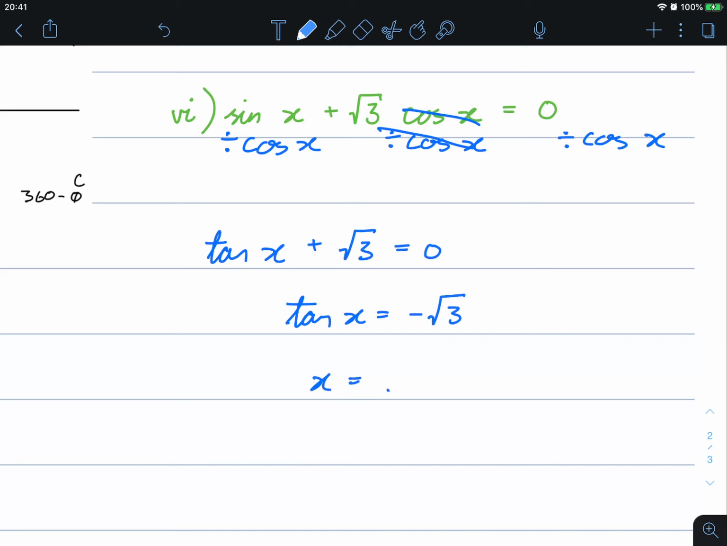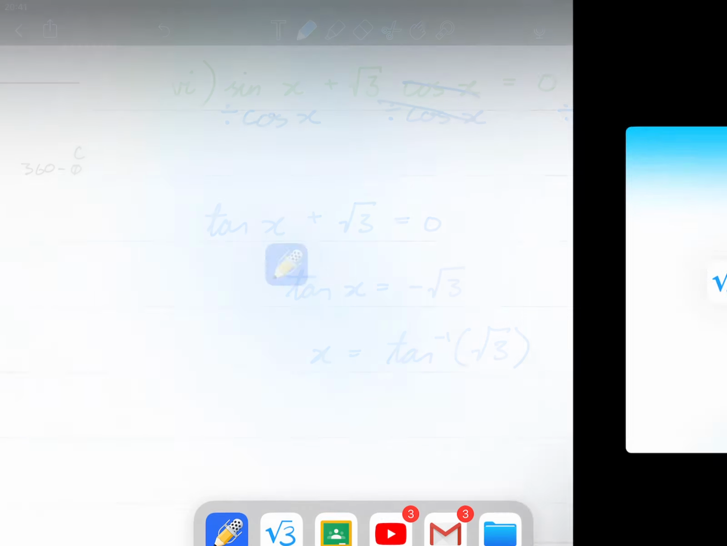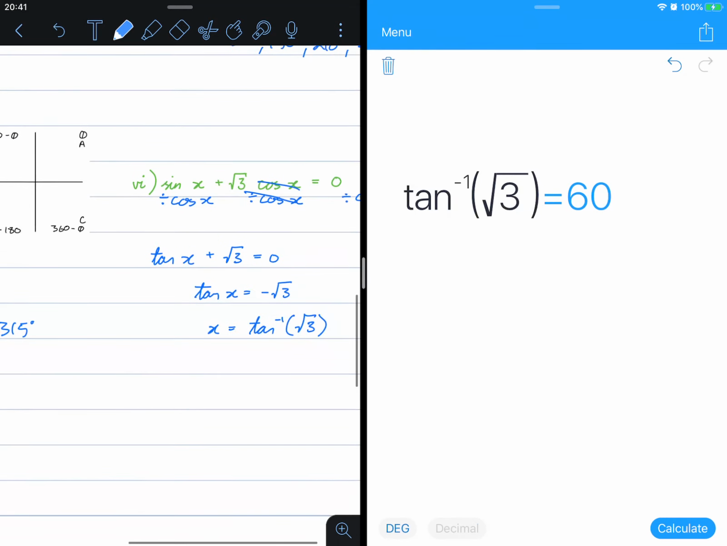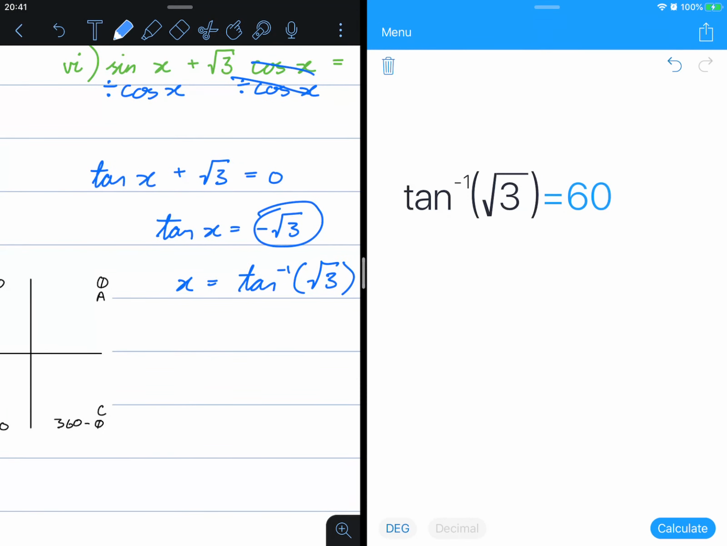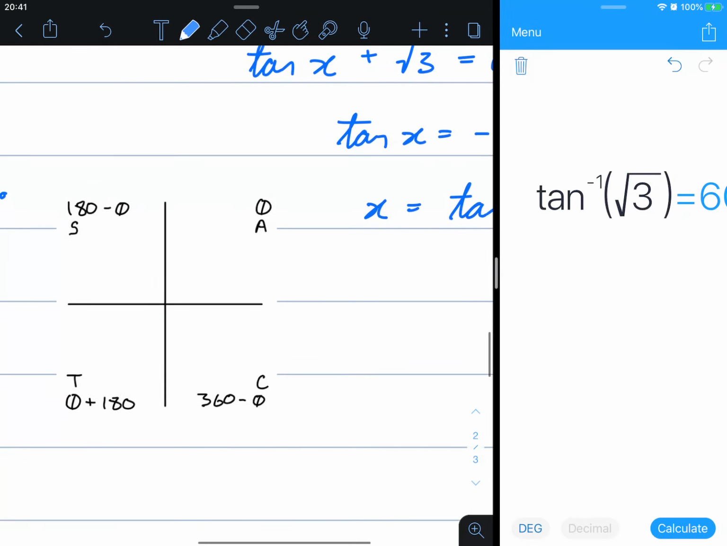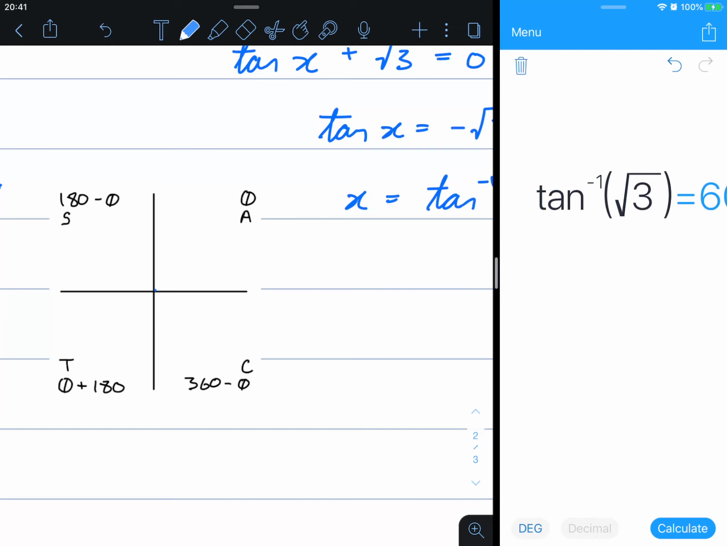Now if we do the inverse of tan to solve for positive root 3, because we'll just take a look at this in the first quadrant, tan inverse of root 3 is 60 degrees in the first quadrant. That is not a solution, however, because we want negative root 3. I've inputted positive root 3. The reason why I did that is just so that I can visualize this in the first quadrant. So that's 60 degrees like this. That is not a solution.